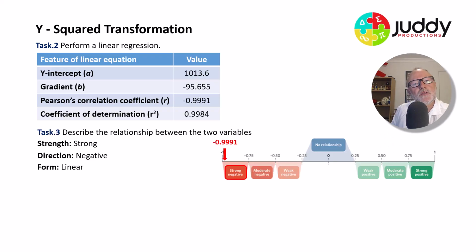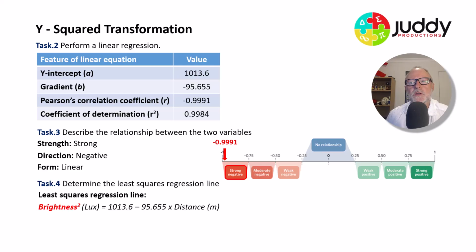Task number 3, we wish to describe the relationship between the two variables, and we can see with such a large negative value for the Pearson's correlation coefficient, there is a strong linear relationship, and it's negative, and also from the graph we witness that it's linear in form.